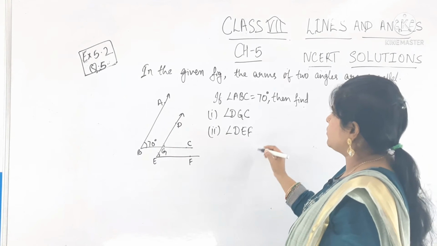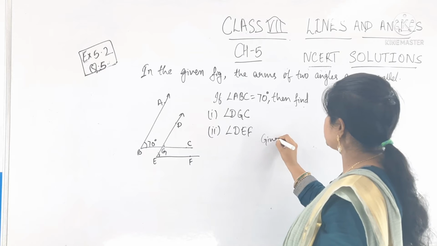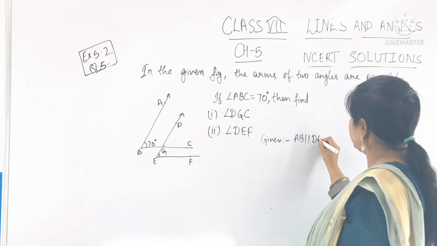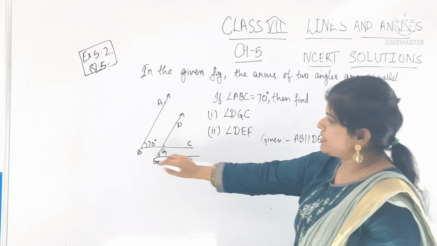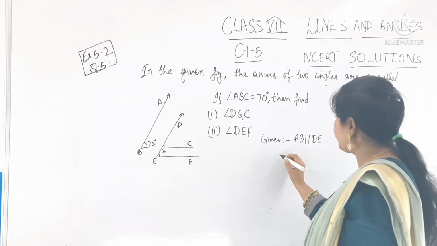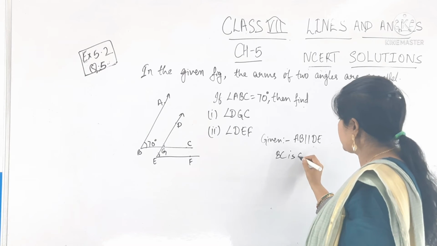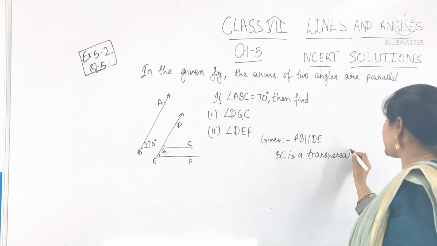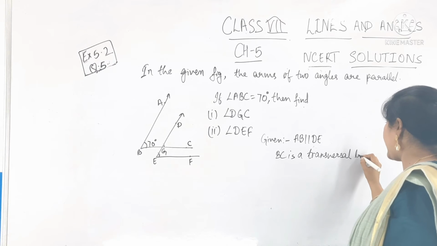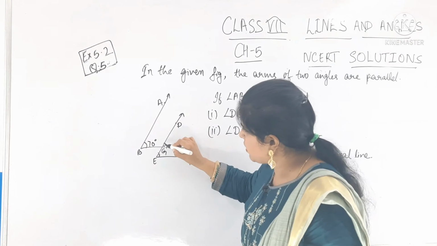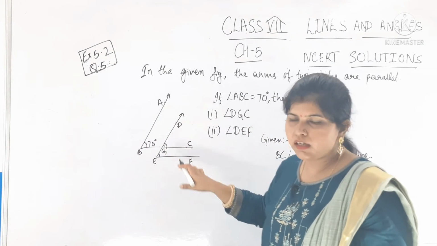Here it is given that AB is parallel to DE. So this line is intersecting these two parallel lines, so we can say that BC is a transversal line. We know that in the transversal line we find the corresponding angles also. Here you can see that this one and this one are the corresponding angles.